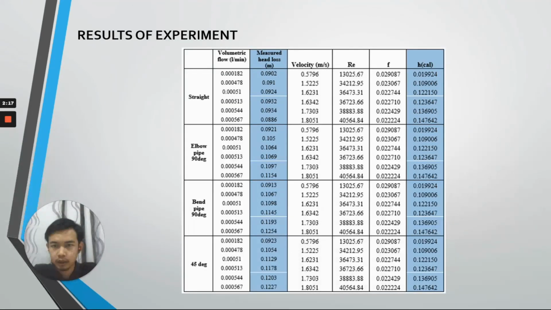So the table shown is the complete result of the experiment. As you can see here, we have two data sets of head loss, the first one is the measured head loss, and the second is the calculated head loss.